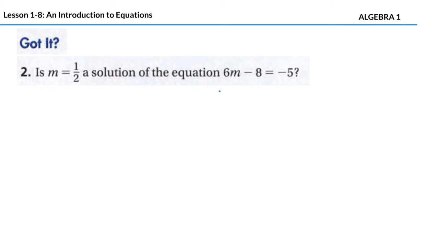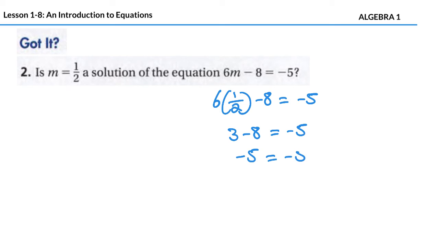So we have 6 times m. We know the value of m is half, minus 8. Let's see what we get. 6 times half, that is nothing but 6 divided by 2, which is 3, minus 8 equal to negative 5. 3 minus 8 is negative 5, equal to negative 5. So this is a true equation. So we know then that half is a solution of this equation.